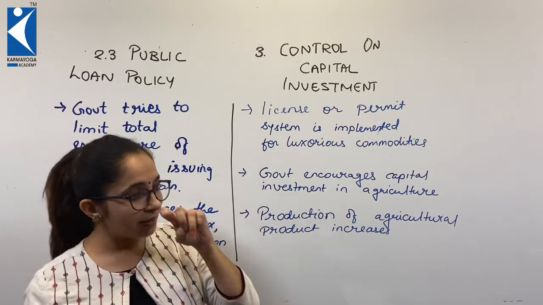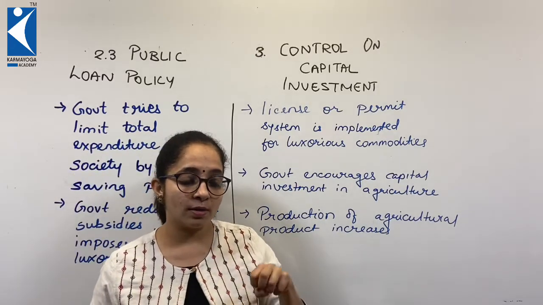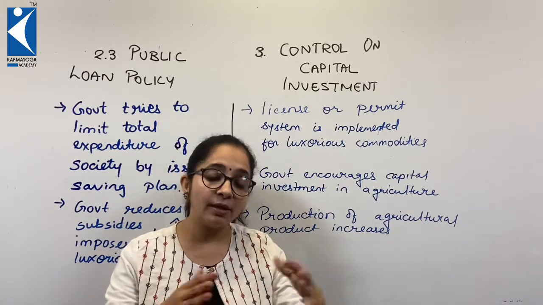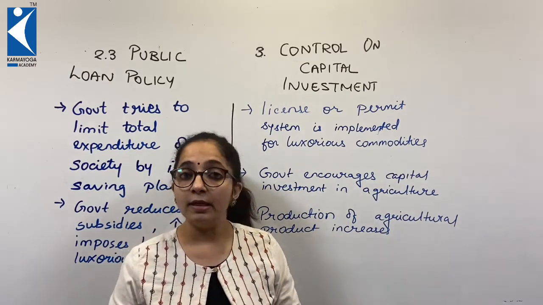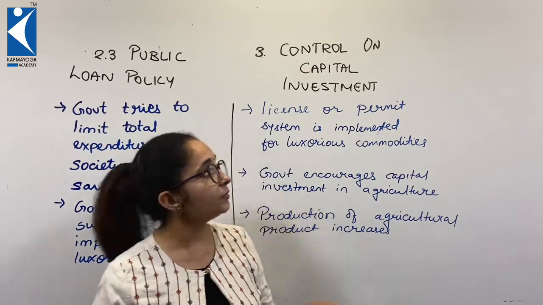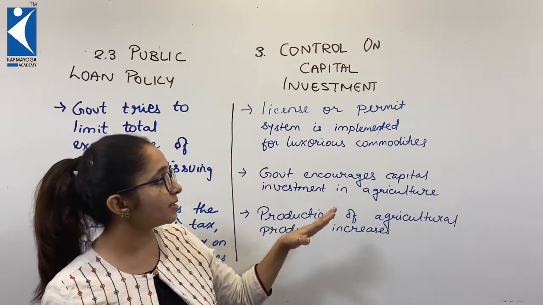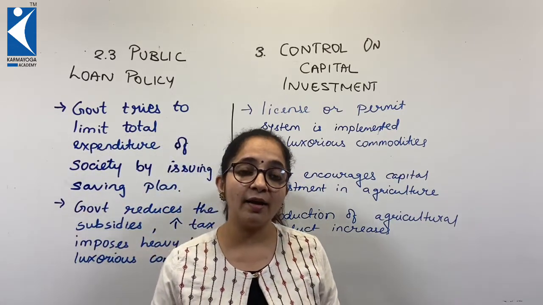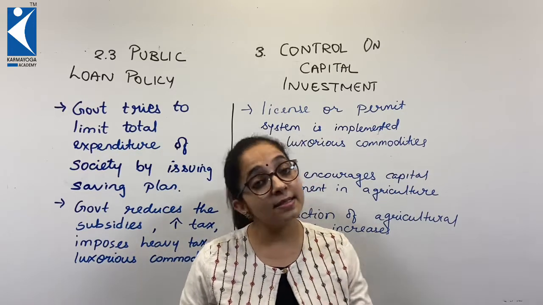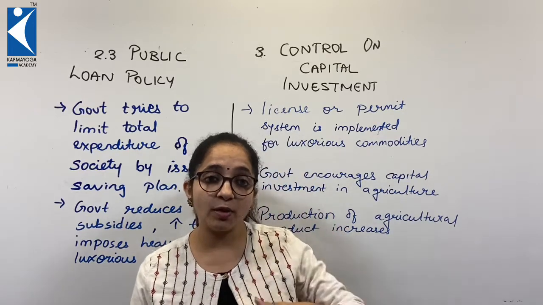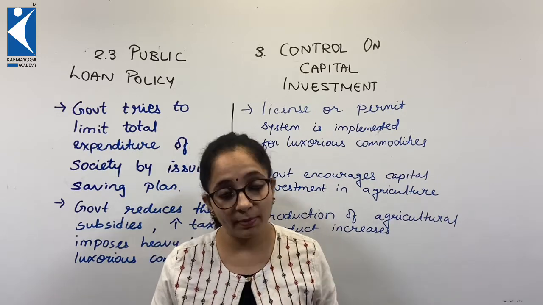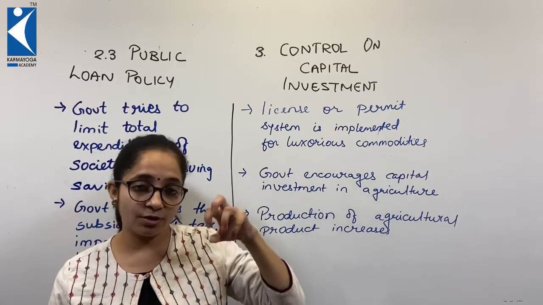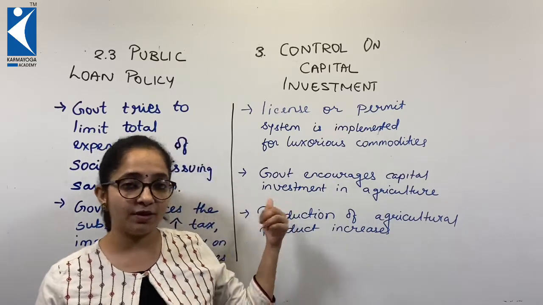The third is control on capital investment. Government does not want us to invest more, because the more we spend, the more somebody will earn, then the money flow will keep on increasing and then inflation cannot be controlled. So the third point here is license or permit system is implemented. If I want to manufacture any luxurious commodity, then I have to take permission from government. License system is introduced. Parameters are set that beyond the limit I cannot sell, beyond the limit I cannot make. So that controls the production and spending of people, the production of factory people and spending of customers.